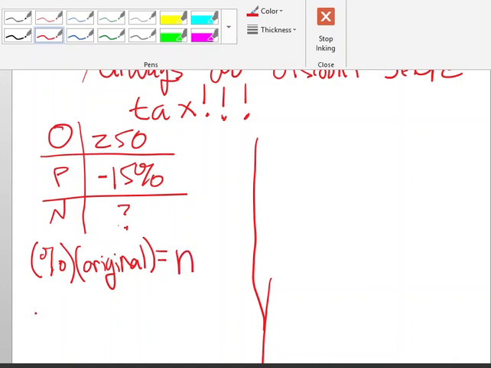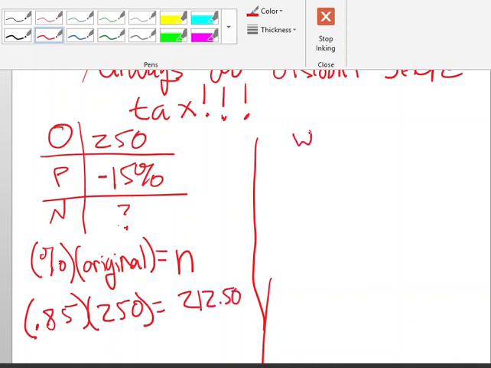So since it was 15% off, I paid 85%. So that's 0.85 times 250, which gives me my new price, which was $212.50. And now I add the tax.